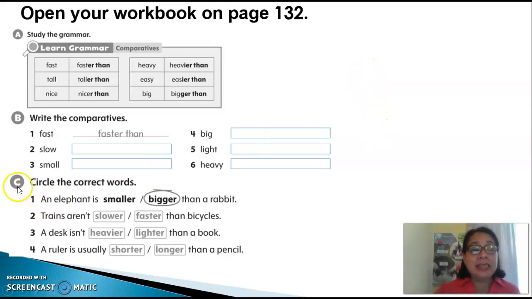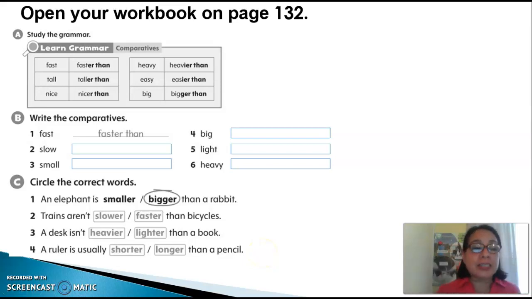Now, in exercise C, it says circle the correct words. Example, an elephant is small or bigger than a rabbit. Of course, the elephant is bigger. That's why it is circled. Trains aren't slower or faster than bicycles. So decide which is correct. Remember, aren't is are not slower or are not faster. A desk isn't heavier or isn't lighter than a book. Please choose the correct answer. 4. A ruler is usually shorter or longer than a pencil.